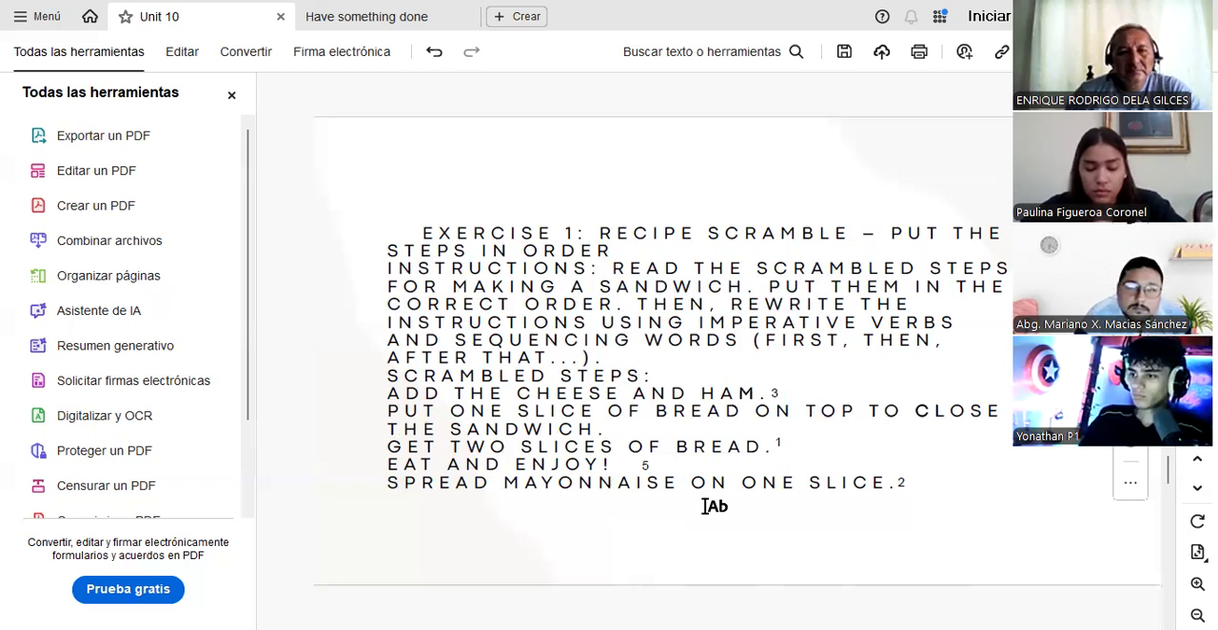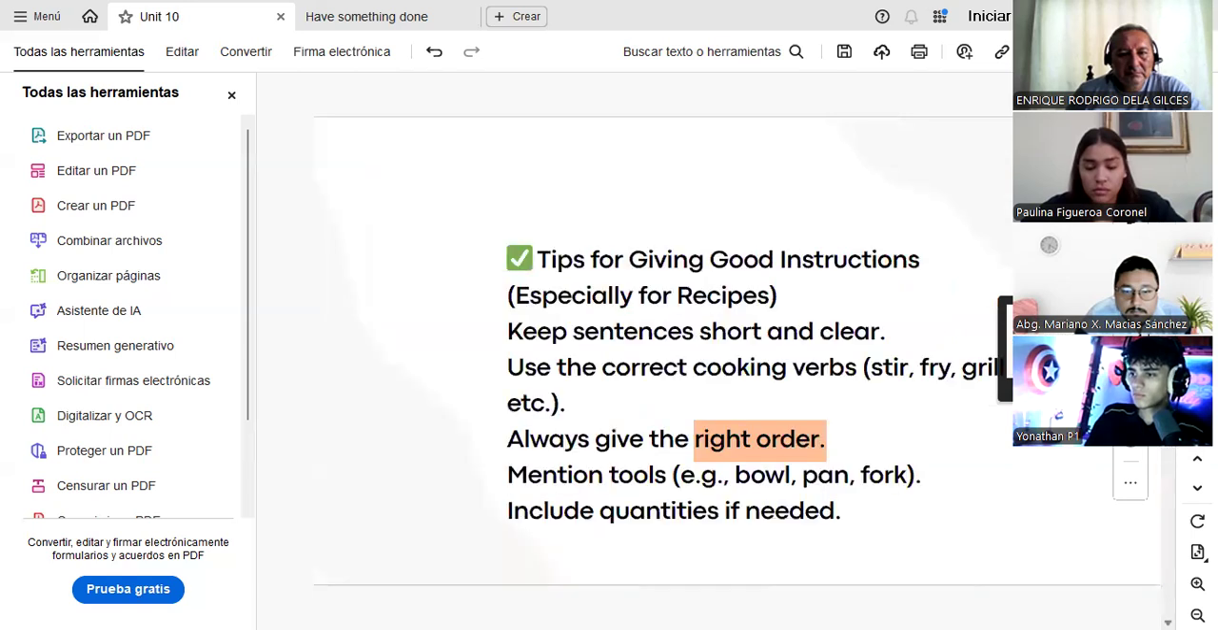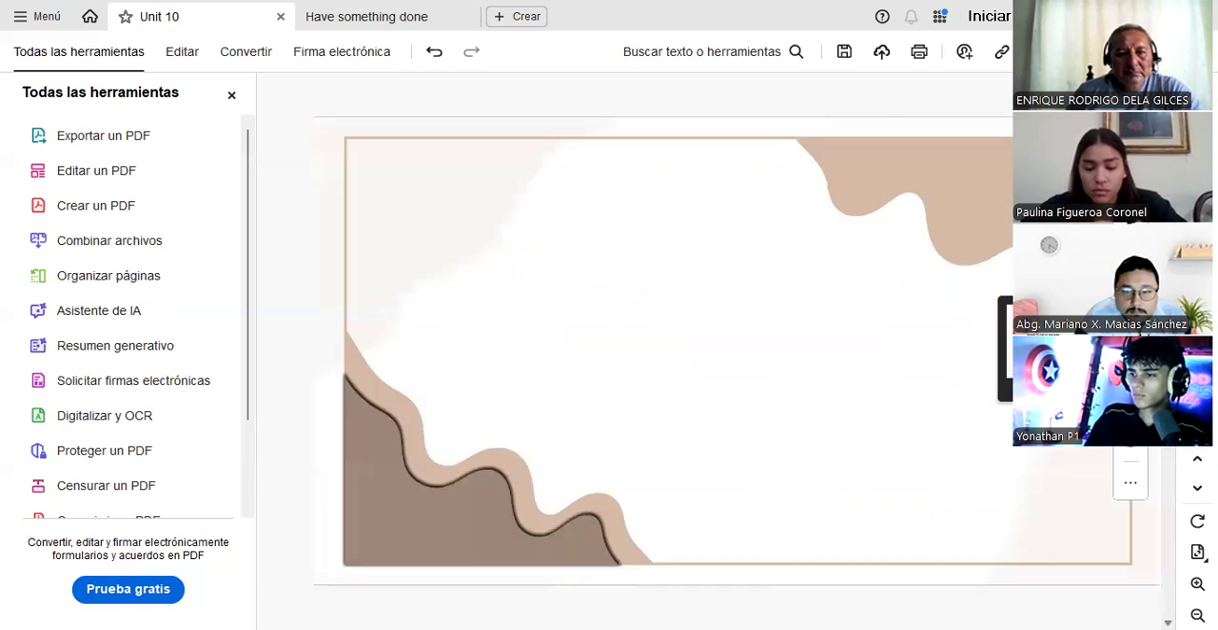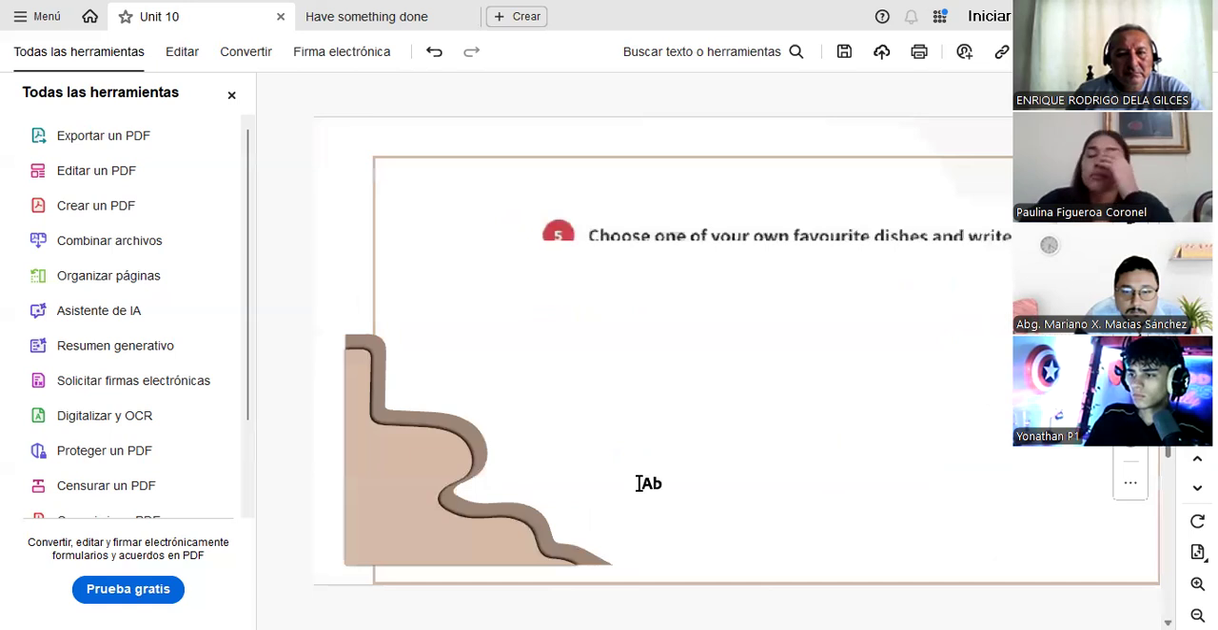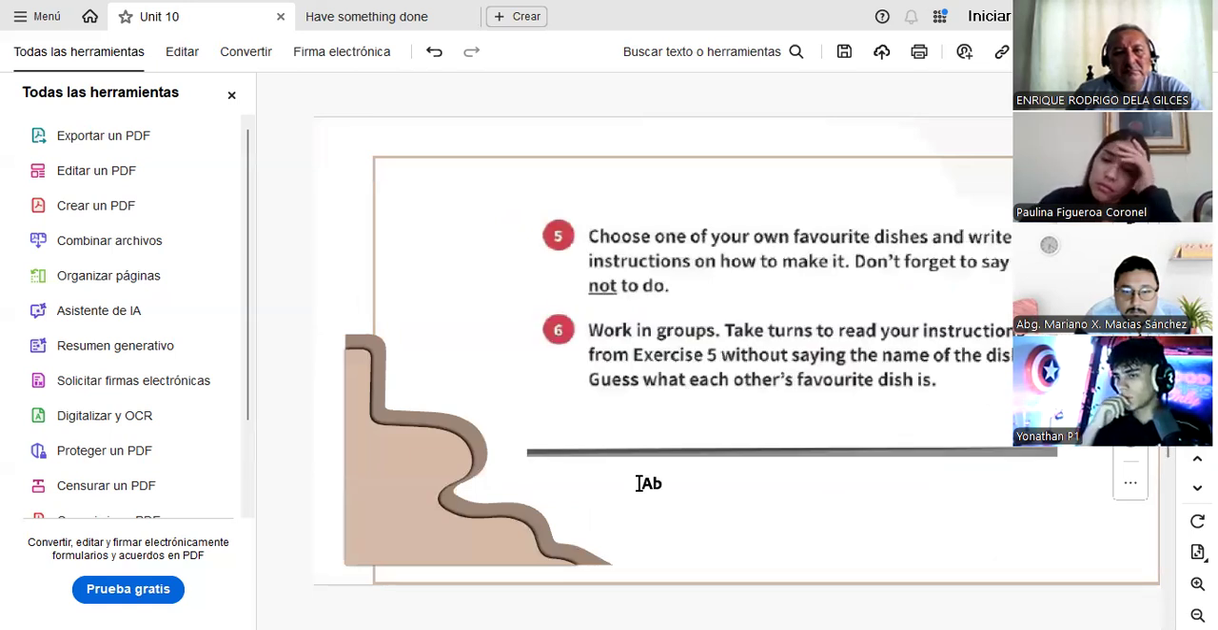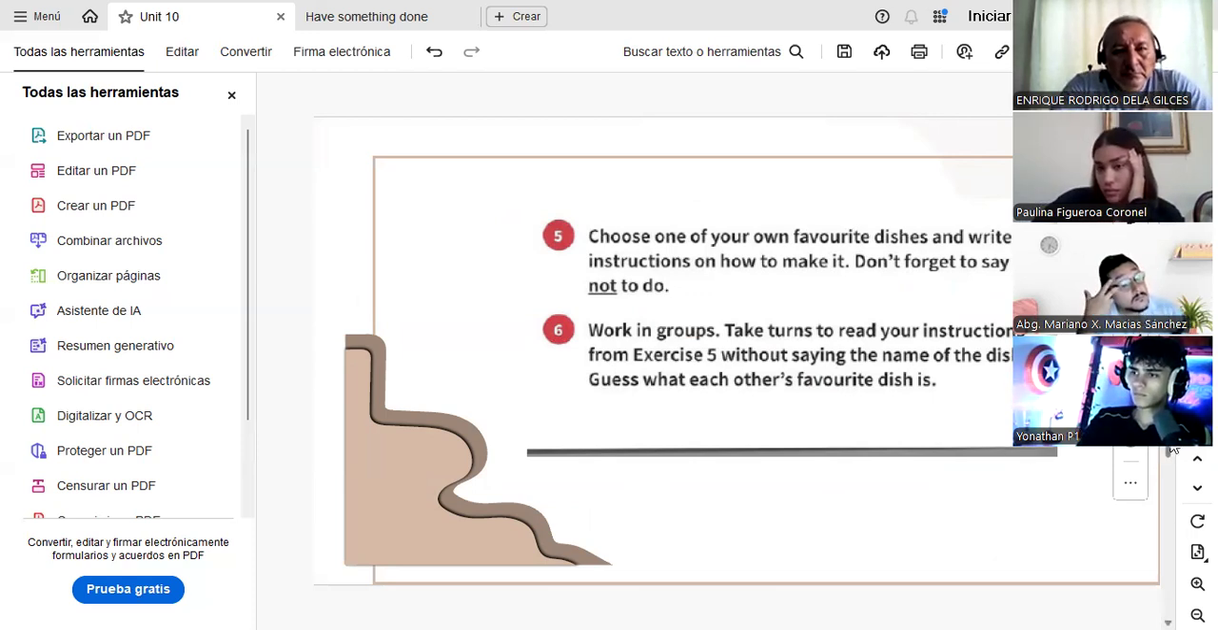Easy, right? It's an easy exercise. An imperative is easy. Just the base form of the verb plus the complement. So be careful. We use the imperative in present simple, right? But as we don't mention the subject, we don't use third person. It means we don't need to add anything to the verb, just the verb in base form.